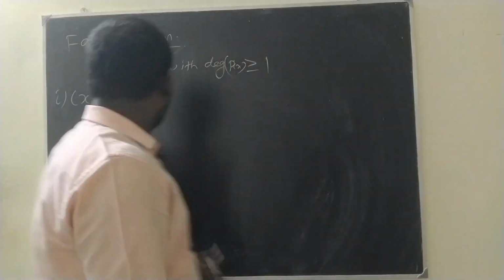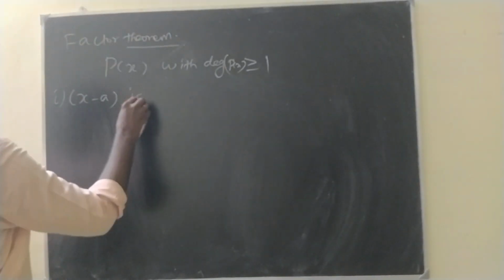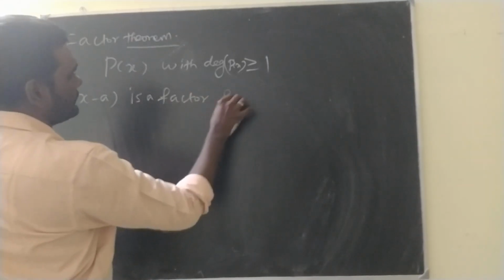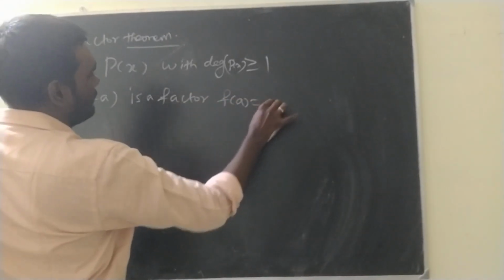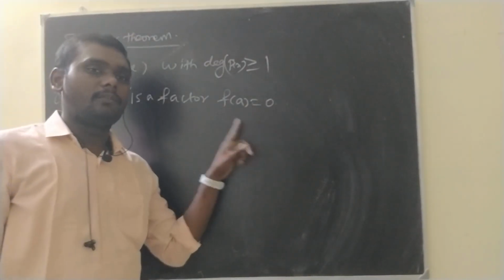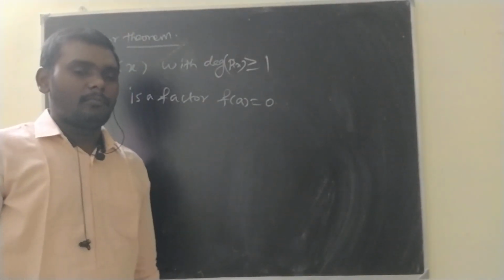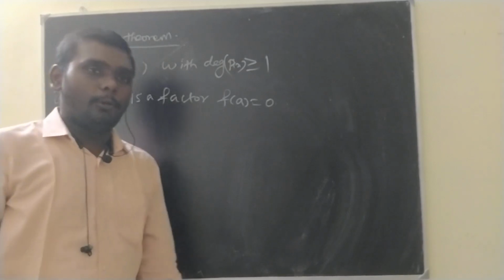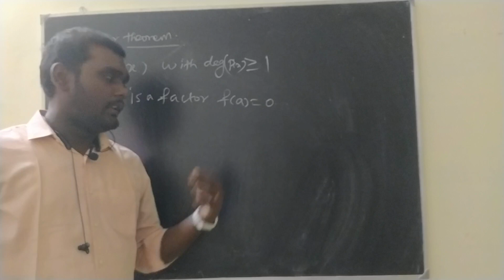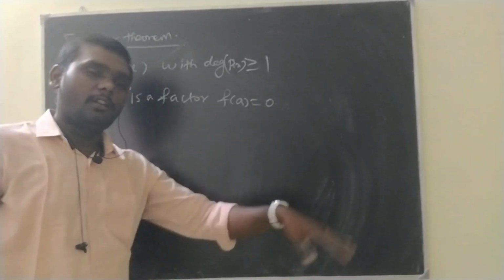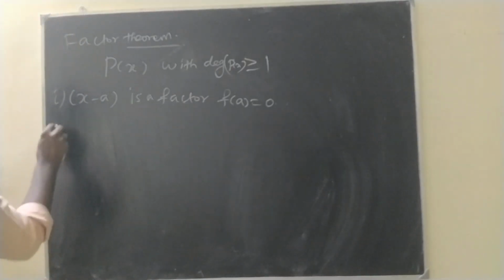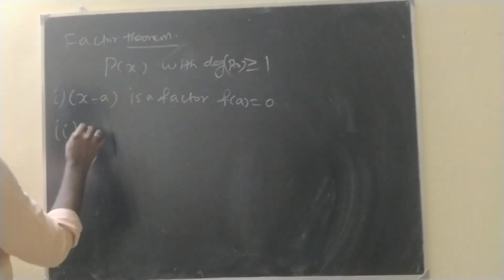So if x minus a is a factor, then f of a is equal to 0. Which means what? a is the 0 of the polynomial. Suppose we know the divisor, we know the 0. We need to find the factor. How will we find it out? That is given in the second part.